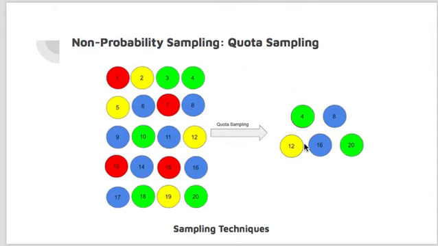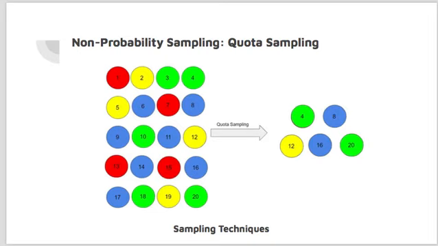The next non-probability sampling technique is quota sampling. In this type of sampling, we choose items based on predetermined characteristics of the population. Consider that we have to select individuals having numbers in multiples of 4 for our sample. See here, 1 to 20. The individuals numbered 4, 8, 12, 16 and 20 are already reserved for our sample.